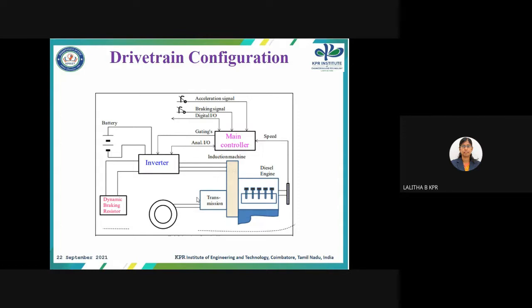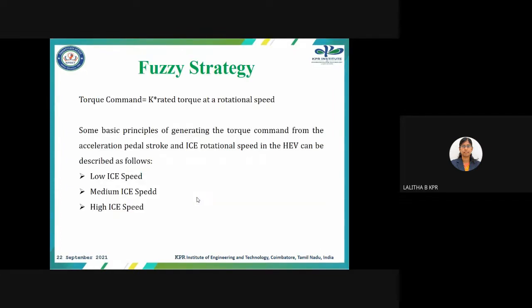So, this is the drivetrain configuration for the fuzzy strategy. For this drivetrain, we can apply the fuzzy strategy, that is the torque commanded, K into rated torque at a rotational speed. So, we can consider the three mode operations, that is low IC engine speed, as we discussed earlier, medium IC engine speed and high IC engine speed.